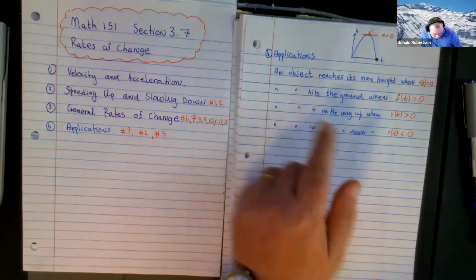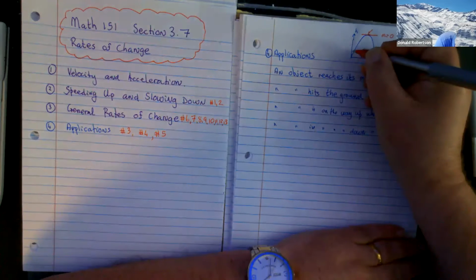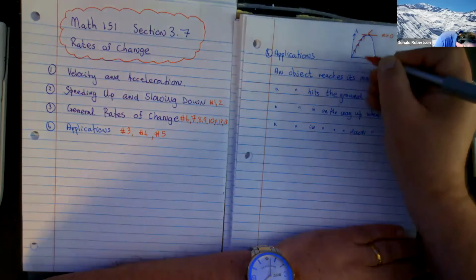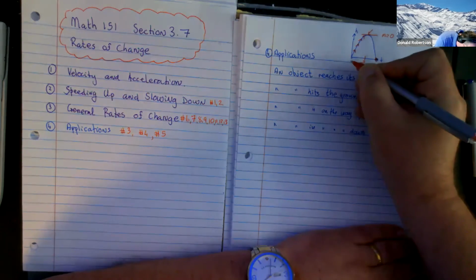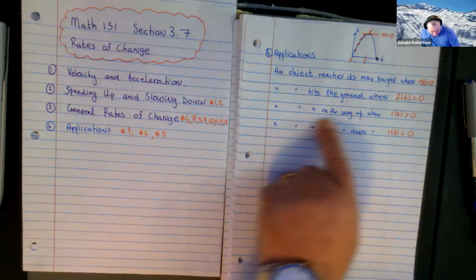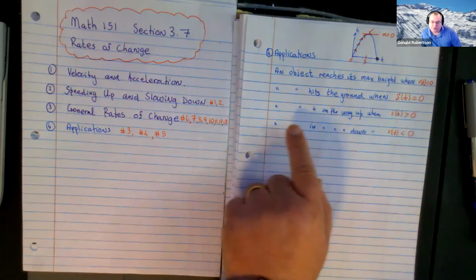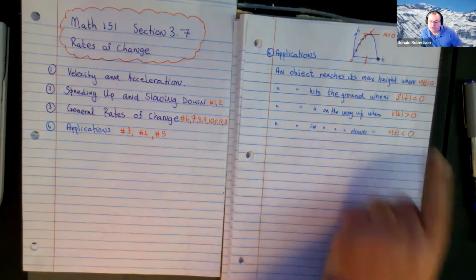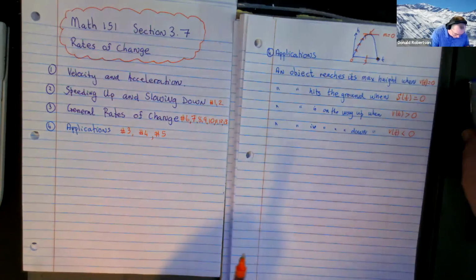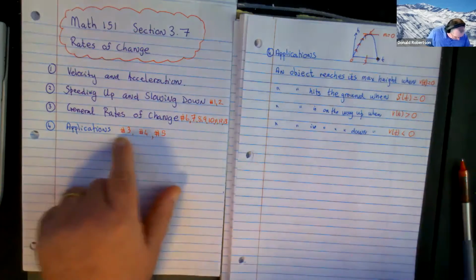When you want to know when an object is on the way up, so for instance, in this case here, from there to there is on the way up. Let's pretend that's 3 seconds. What you're trying to do is find when the velocity is greater than 0, and when it's on the way down, you find the velocity is less than 0. So these are the kinds of questions that we're going to be doing in 3, 4, and 5. Let's start with question 3.